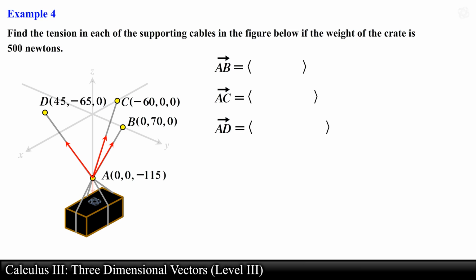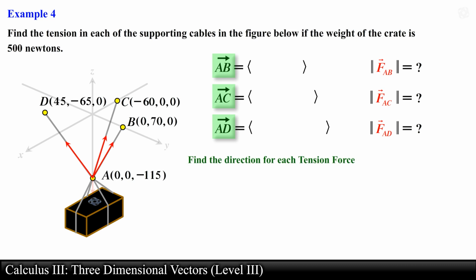Next, we need to write the component form for each vector. The only problem is that we currently have no idea what the magnitude of each tension force is, but we are at least able to find the components for the direction of each tension force by using the coordinate points provided to us. The component form of the force from point A to point B can be found by taking point A and subtracting it from point B.